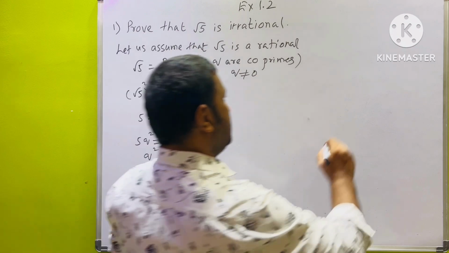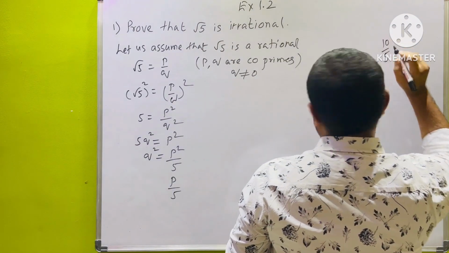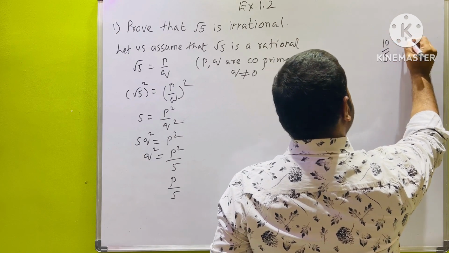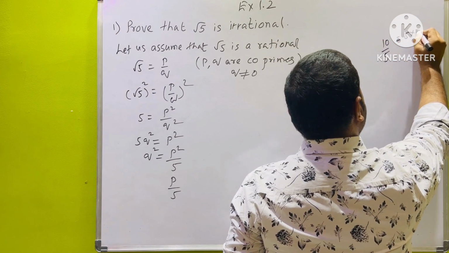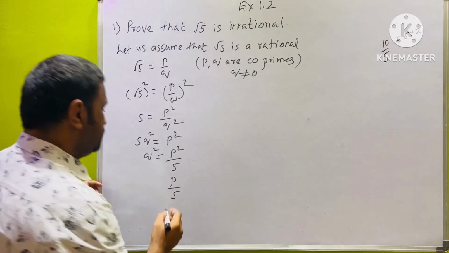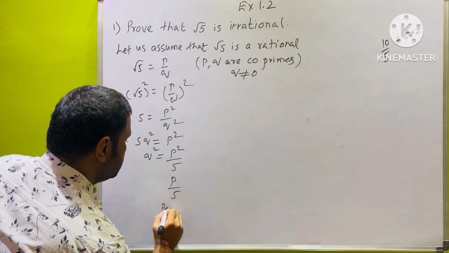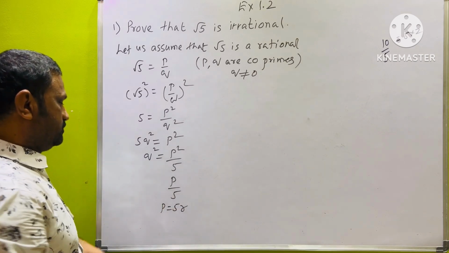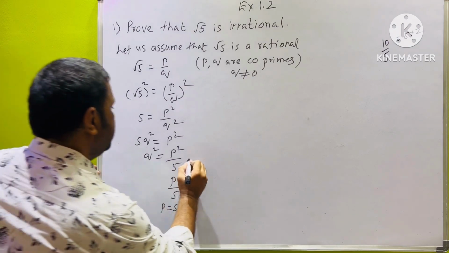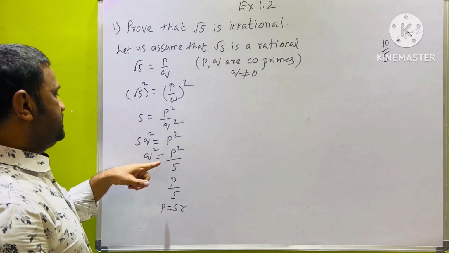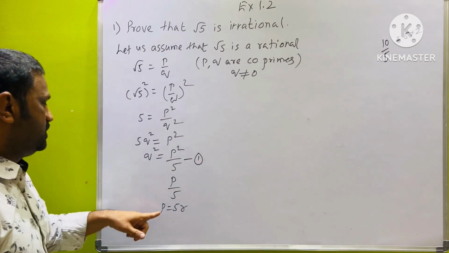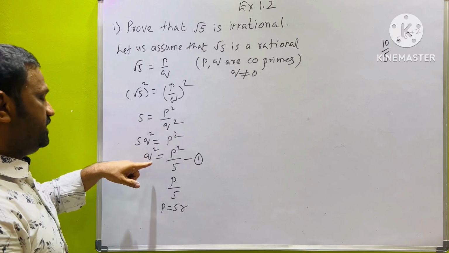For example, 10 by 5, take this is p and this is 5. You can write 10 as 5 into something, means 5 into 10. In the same way, you can write p as 5 into r. Means these are the factors of p. Now take q square is equal to p square by 5 as equation 1 and substitute p is equal to 5r in equation 1.